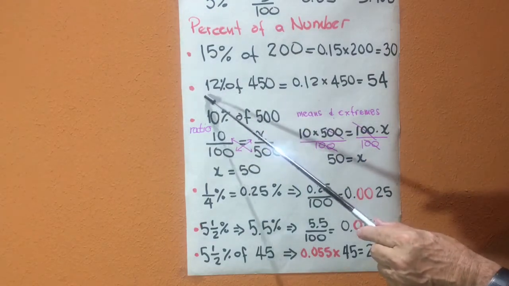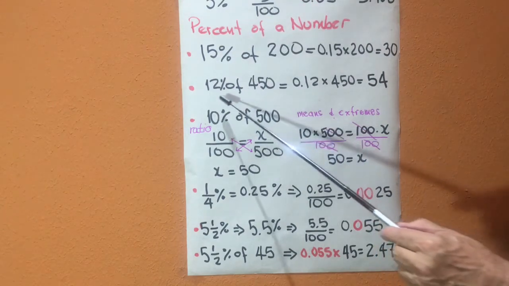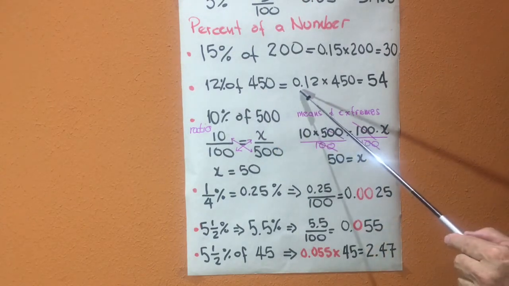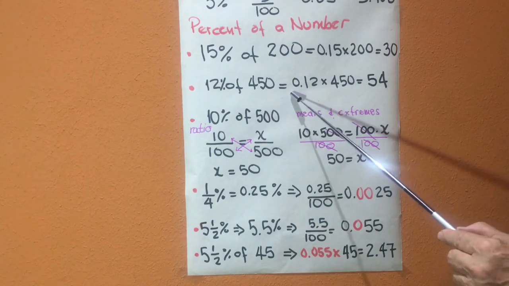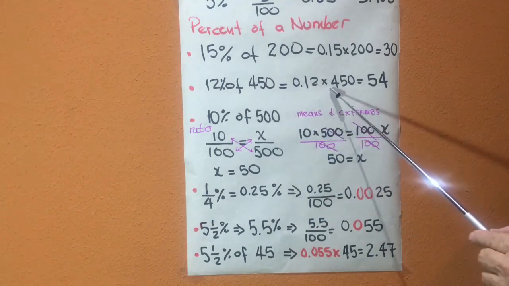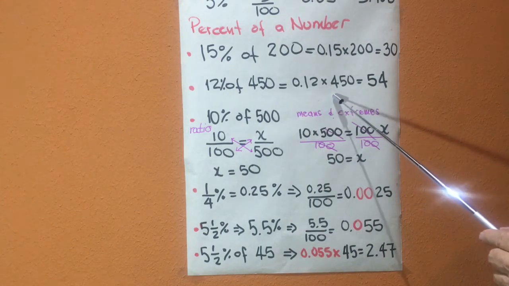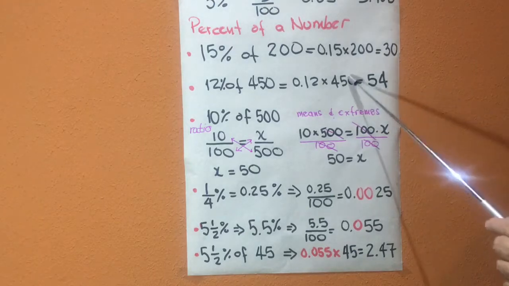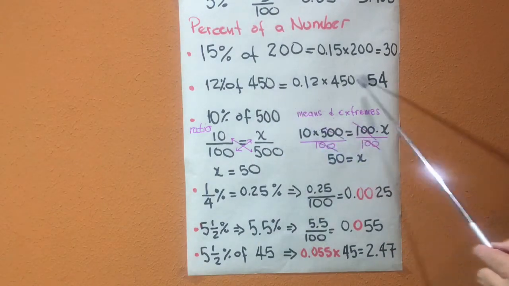Well, 12, again, you have to change it into its decimal form. 12 into its decimal form is 0.12. Again, the only thing we have to do is multiply times 450. If you multiply 0.12 times 450, the answer is 54. That means that 12% of 450 is 54.